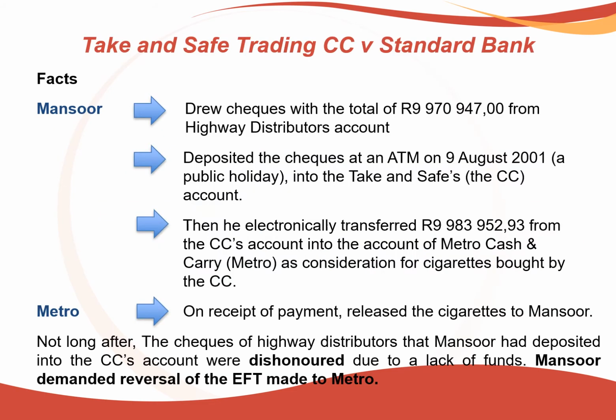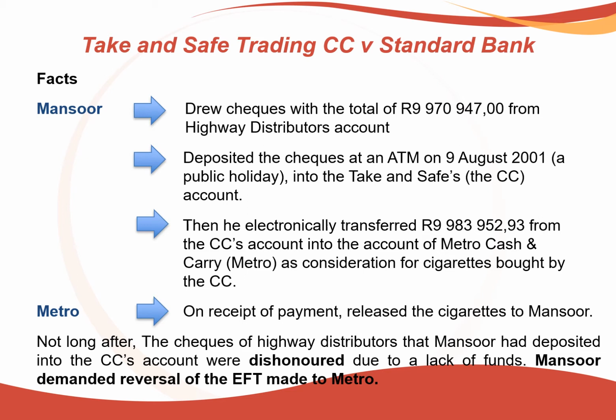Now let's consider the case of Take and Safe Trading versus Standard Bank. In this case, the Standard Bank claimed payment for the amount of approximately 10 million rand from Take and Safe Trading, who are referred to as the CC, and two other defendants, among them one Mansour, who was a surety and the only member of the CC. Both the CC and Mansour were valued clients of the bank, which allowed them to draw against uncleared checks and pay third parties by means of EFTs.